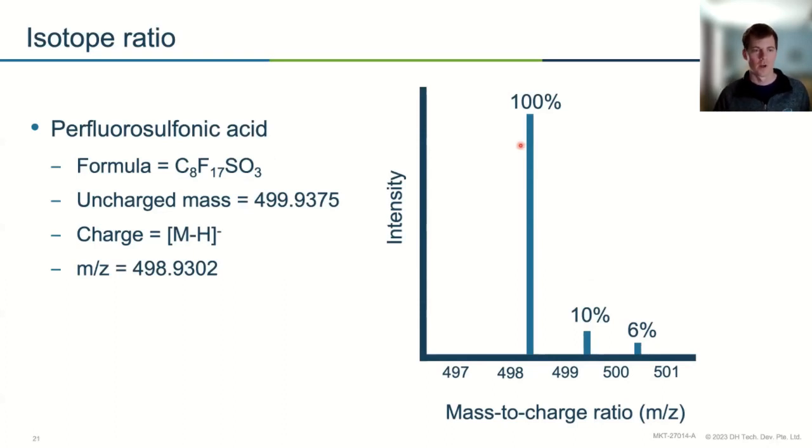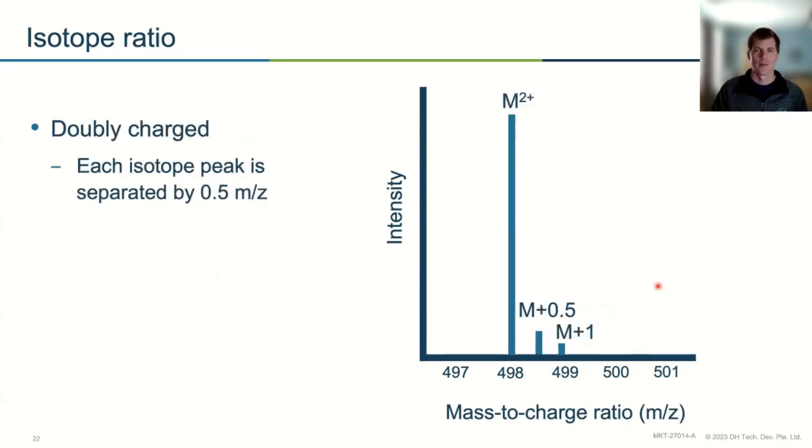So if you do have a compound and you think it's PFAS, but this ratio is way off, you see like 50% of the second peak and 20% of the third peak, that's a red flag that says it might not be PFAS. And you may need to go a little deeper into your identification using fragmentation, that sort of thing.